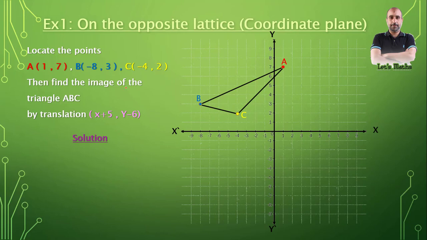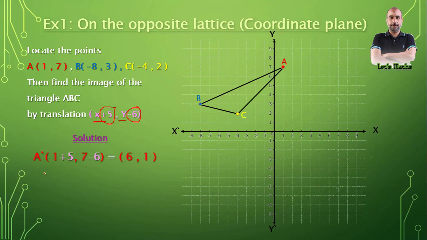Then find the image of the triangle ABC by the translation x plus 5, y minus 6. Translating any point needs two things. First is the direction, and second is the magnitude of the translation, or the quantity of the translation, which is a distance. The translation here in the x direction is 5 steps in the positive direction. In the y direction, 6 steps in the negative direction. Now, let's find the image of each point.